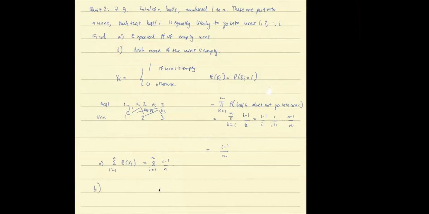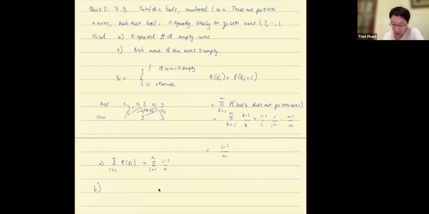Wouldn't this require that every ball goes into its numbered urn, like ball i goes into urn i? Yeah, that's exactly correct. So here, for part B, I'm saying this, right?